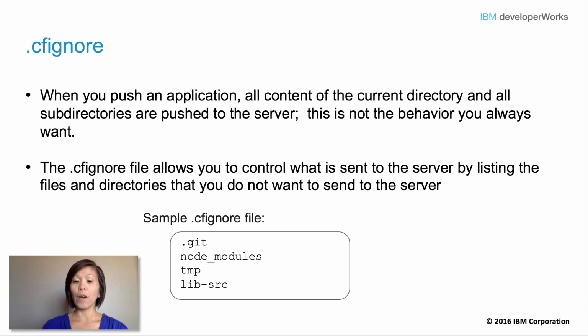If you look below here, there is a sample of what you typically would want to not push to the server. For example, GitHub repository information would not be something that is useful to send to the server.